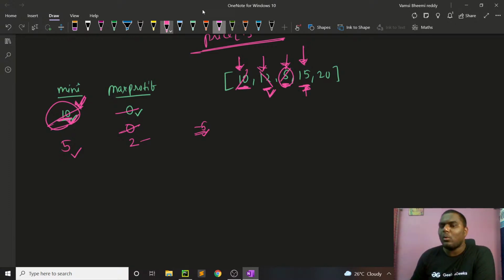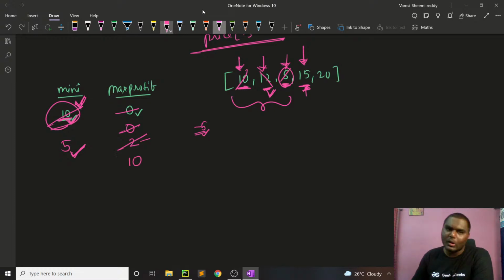Okay, now what is the buy option that I have? I have a buy option at 5, which is the minimum, right? Among all the days before 15, 5 is the minimum, so I will buy at 5 and sell at 15. The profit I am going to make is 10, which is greater than 2, so I will update my max profit as 10.